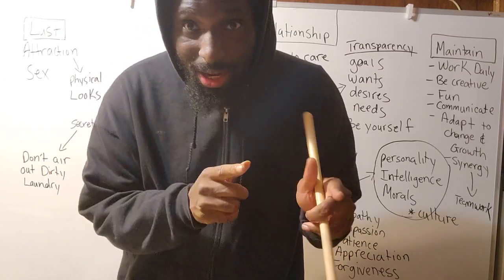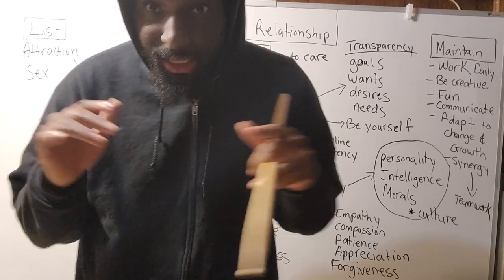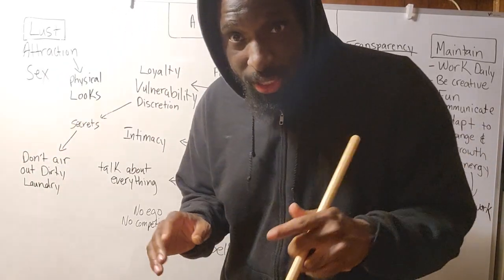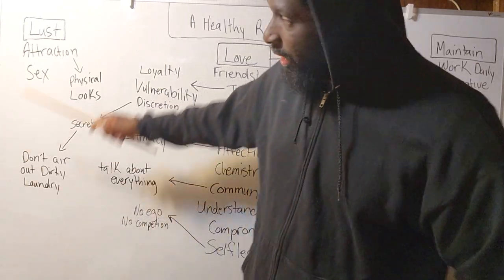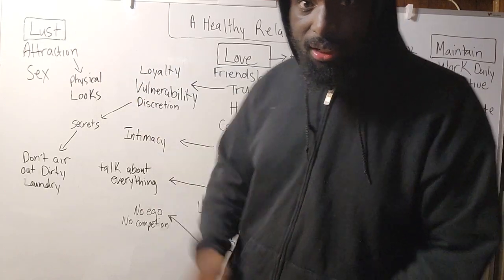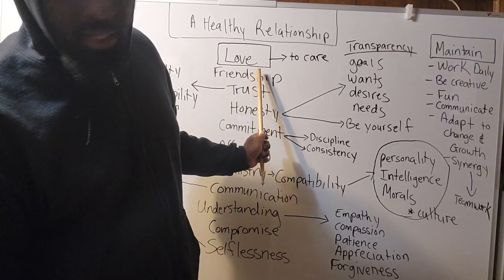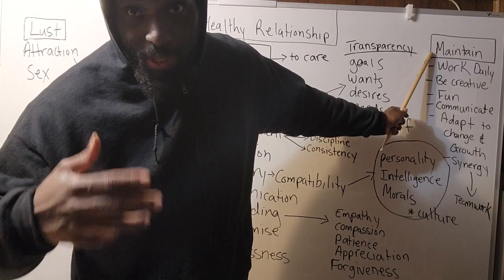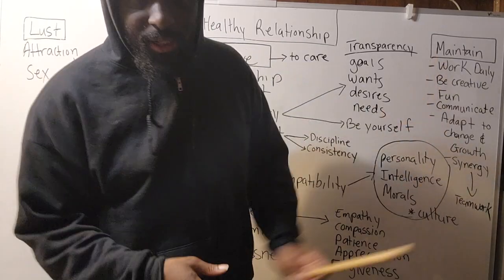What is a healthy relationship? I've broken it down in a scientific way. A healthy relationship comprises three components: lust, your desires; love, what you need; and maintenance, the upkeep of the relationship, how you maintain it.